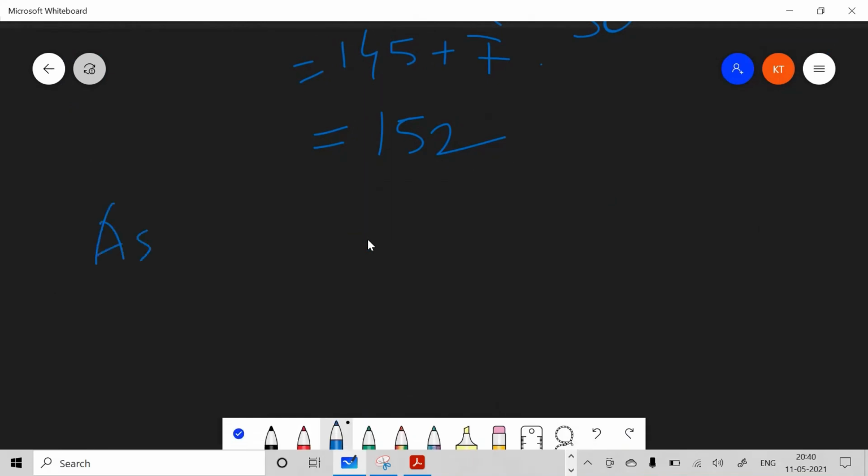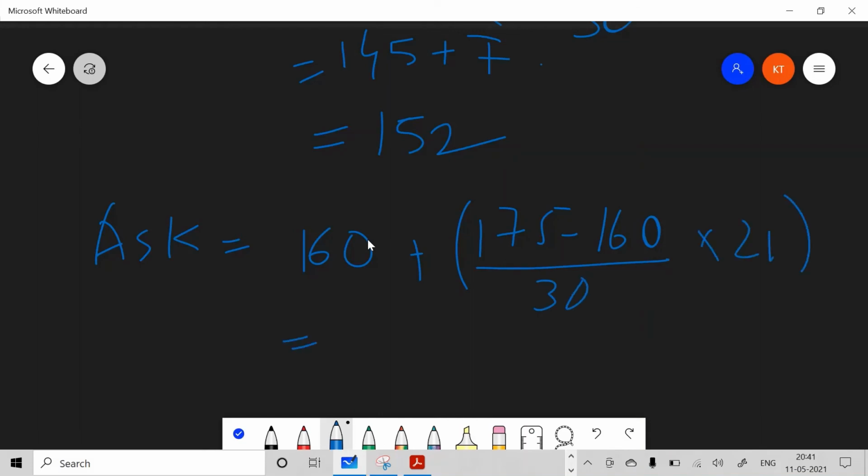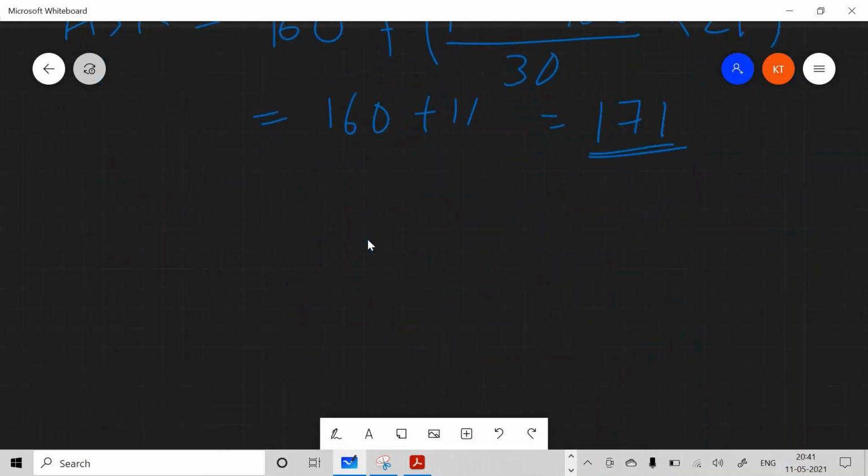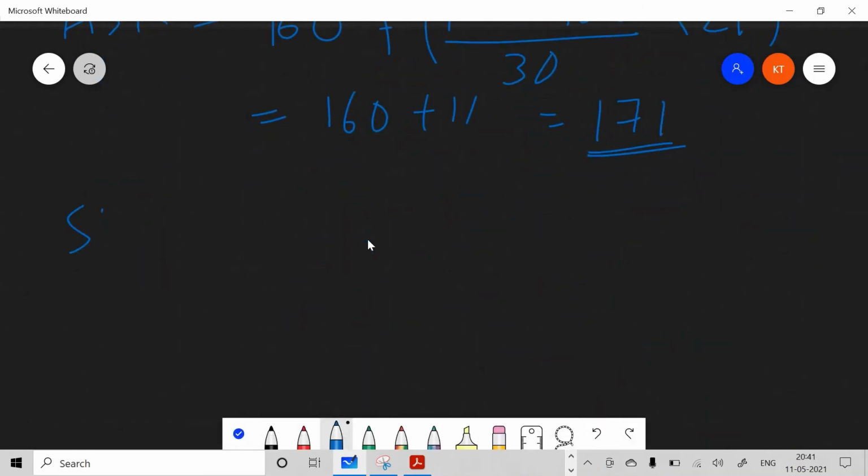For ask, we would start with 160 because that's the swap points till August 31st. Add the difference, so 175 minus 160. This is for 30 days, we require for 21 days, and on solving we should get 11, and so the swap points is 171.